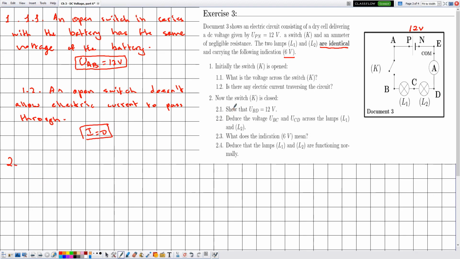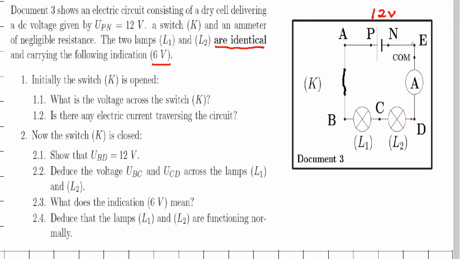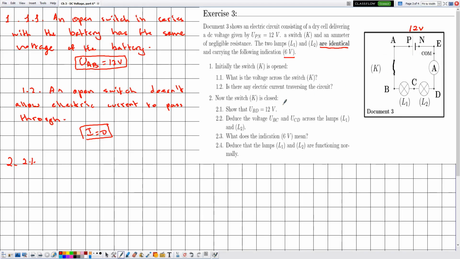Now in number 2, they are telling me the switch K is closed. Let's close the switch. In 2.1, show that UBD is equal to 12 volts. So what does UBD represent? UBD represents the voltage across the lamps L1 and L2, and this can be done using law of addition of voltages, because we know that UAB is equal to 0 volt and UDE is equal to 0 volt because the ammeter is of negligible resistance, and we have that the voltage of the battery is given by 12 volts. Then apply law of addition of voltages.